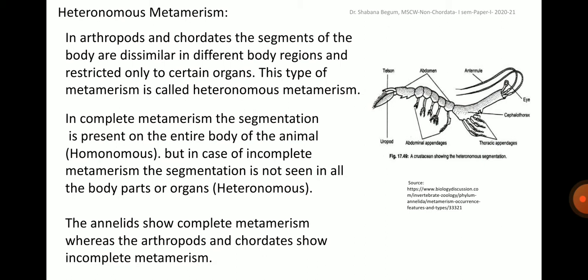The figure shows the schematic diagram of a polychaete, which show heteronomous metamerism.